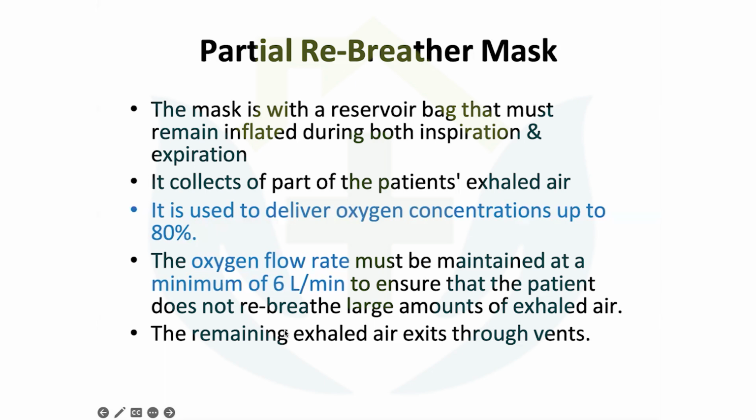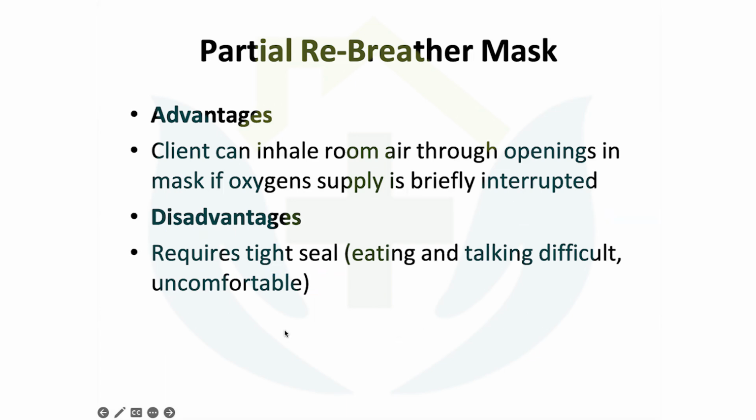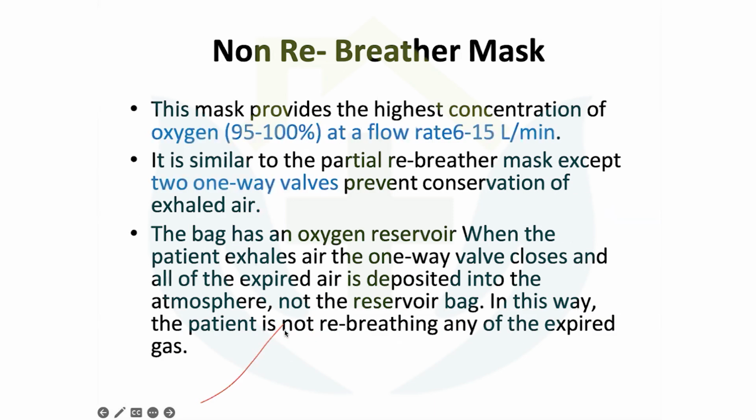But when you are using a partial rebreathing mask, you have to keep the flow on the higher side, at least 6 liters per minute. The advantage: the client can inhale room air through the open port, so max oxygen supply is briefly interrupted. Disadvantage: it requires a tight seal, and during talking and eating it is again difficult, like your simple mask.